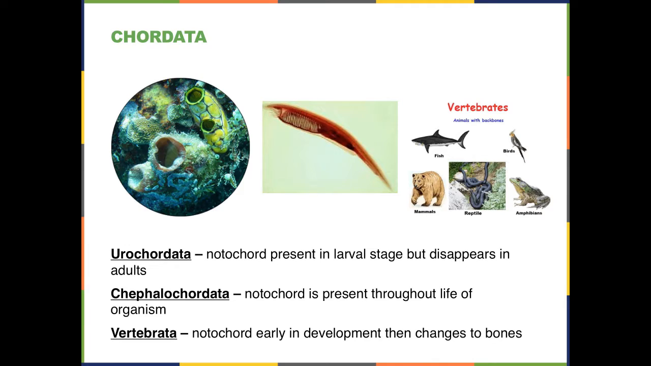So you have the Urochordata, which is the simplest group, which has a notochord only present during the larval stage. You have the Cephalochordata that has a notochord present throughout life, but never develops a true backbone. And then the Vertebrata, where the notochord is present early, but then this changes into a real backbone.